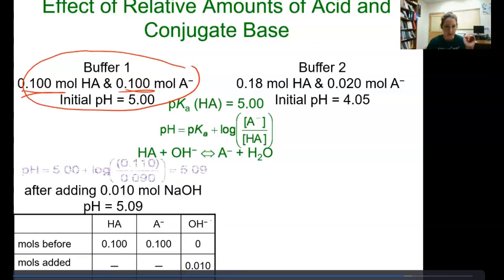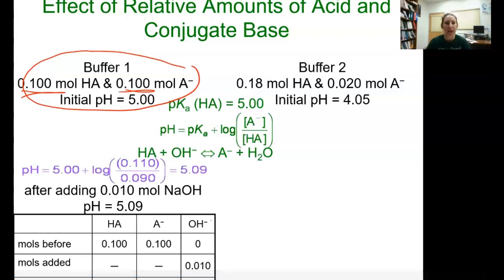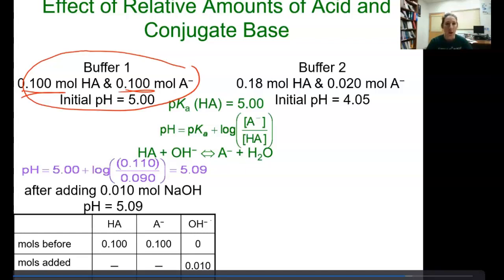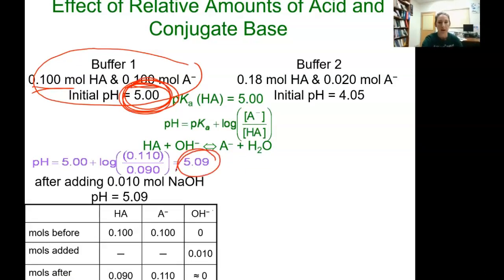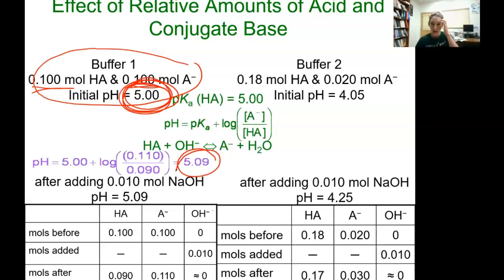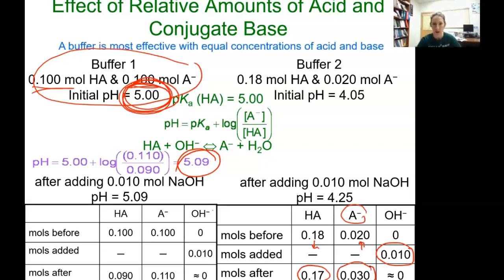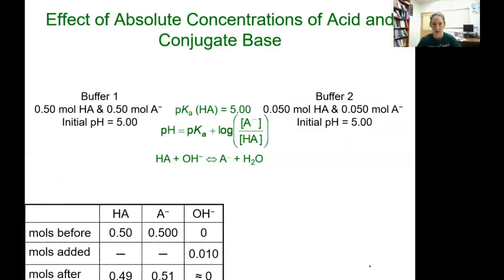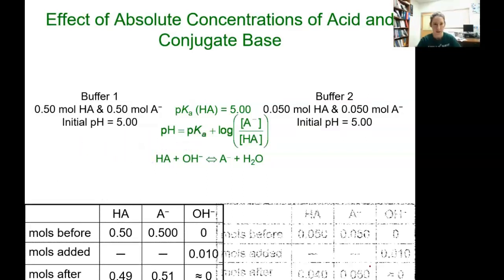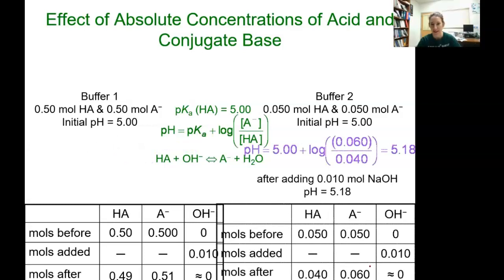We're just going to assume it's 1 liter, which, by the way, Henderson-Hasselbalch works with moles. It's lovely, as long as it's 1 liter. So 5 to 5.09. Do the same thing here. Again, we're adding OH. So we have 0.01. So this is going to go down by 0.01. This is going to go up by 0.01. And again, we'll just assume 1 liter. Put it in the Henderson-Hasselbalch. Hold on, it's coming. Soon. There it is, 5.18.